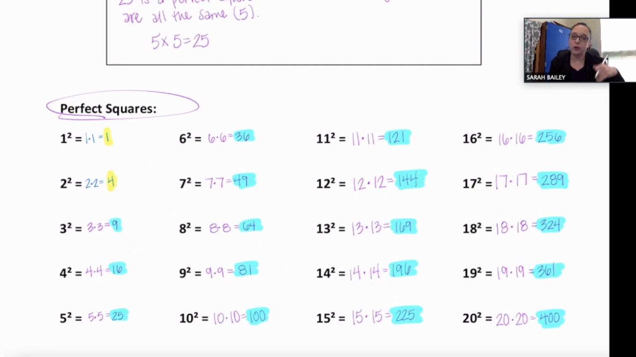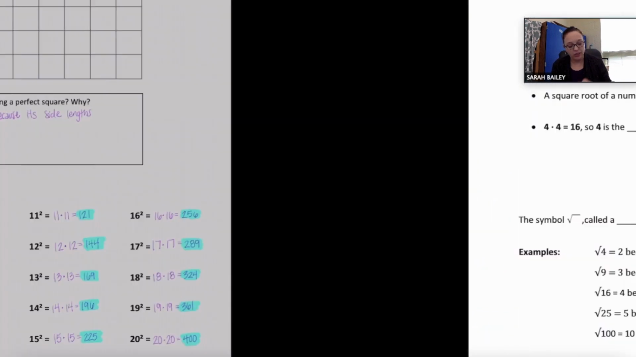Okay guys, so pause the video and check over your answers for these perfect squares. Great. So remember that the numbers that are highlighted, those are the perfect squares: 1, 4, 9, 16, 25, 36, 49, and so on. Those are the perfect squares, not 8, 7, 6. So the highlighted numbers, your answers, are the ones that are the perfect squares here. Okay, so let's go to the next page.